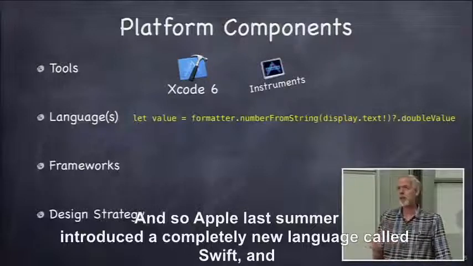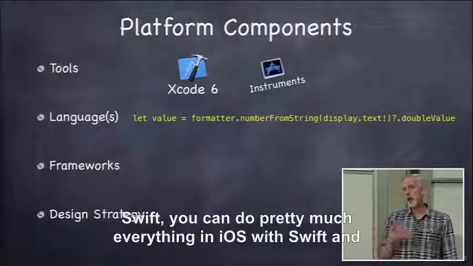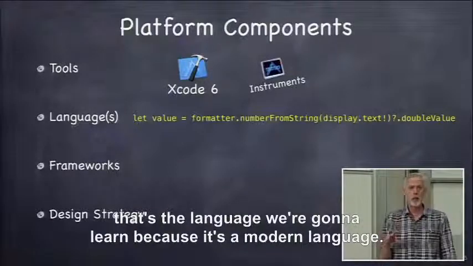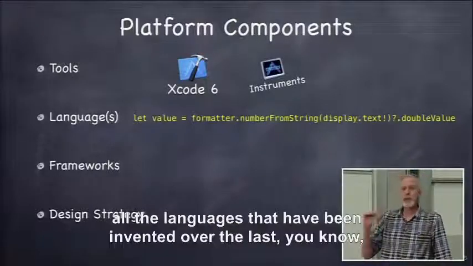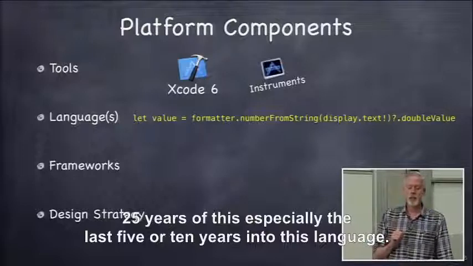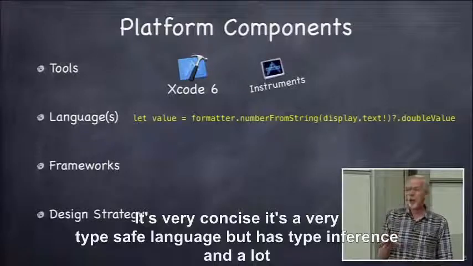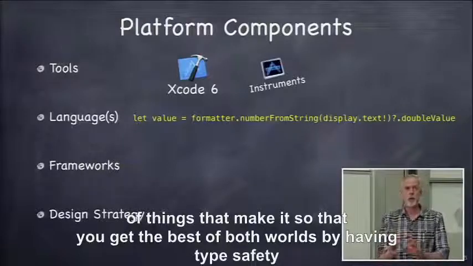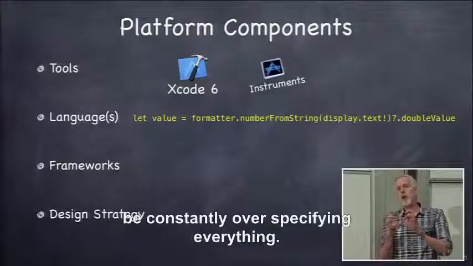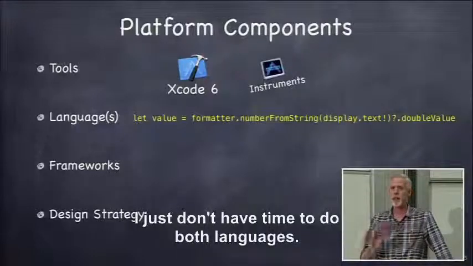And so Apple last summer introduced a completely new language called Swift. And with Swift, you can do pretty much everything in iOS, and that's the language we're going to learn because it's a modern language. Apple did a great job of building all the best stuff of all the languages that have been invented over the last 25 years, but especially the last 5 or 10 years, into this language. It's very concise. It's a very type-safe language, but it has type inference and a lot of things that give you the best of both worlds: type safety without constantly over-specifying everything. So we're going to go Swift only. I'm not even going to really talk about Objective-C. I just don't have time to do both languages.